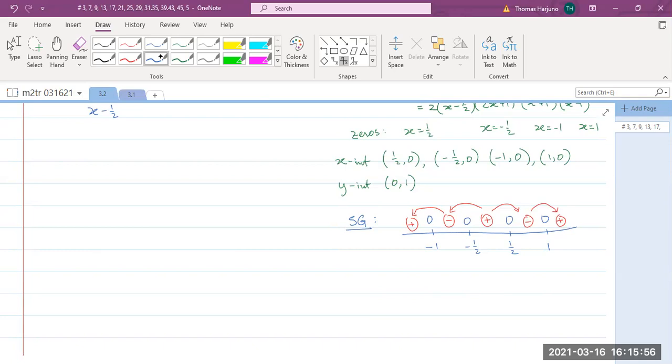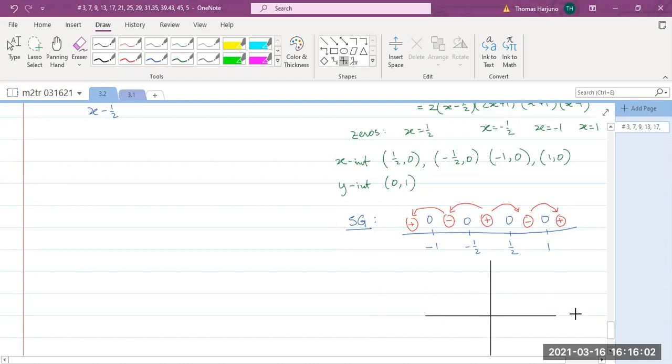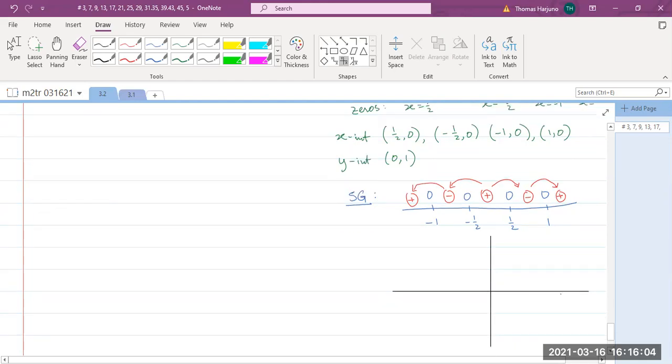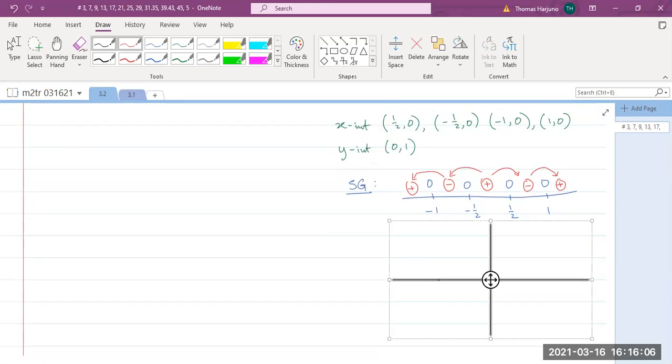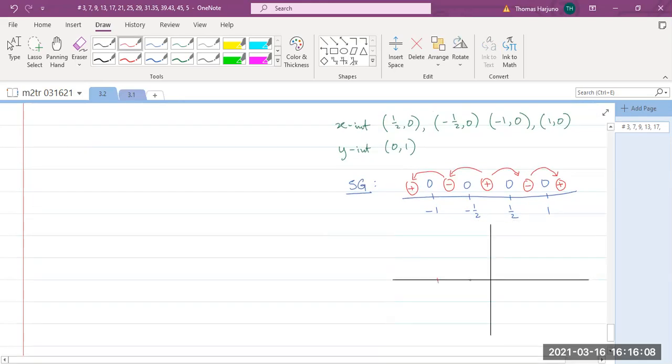Give me a second. When we graph, then the sketch of the graph will be as the following. The x-intercepts are negative 1, 0, negative 1/2, 0, 1/2, 0, 1, 0, and y-intercept 0, 1.